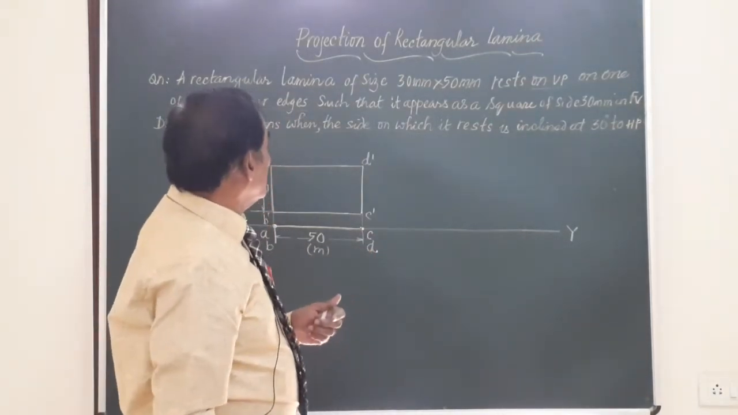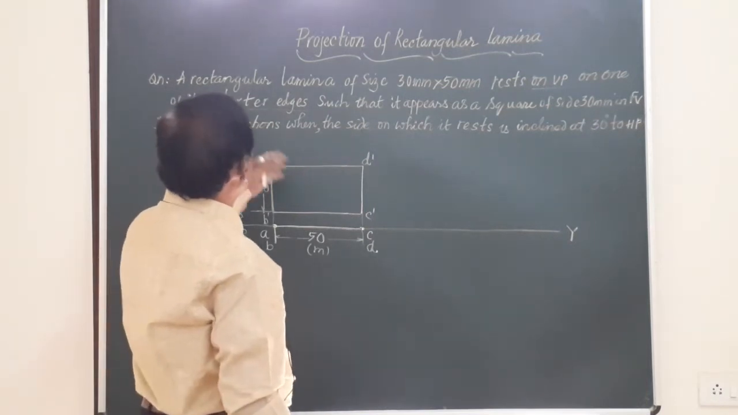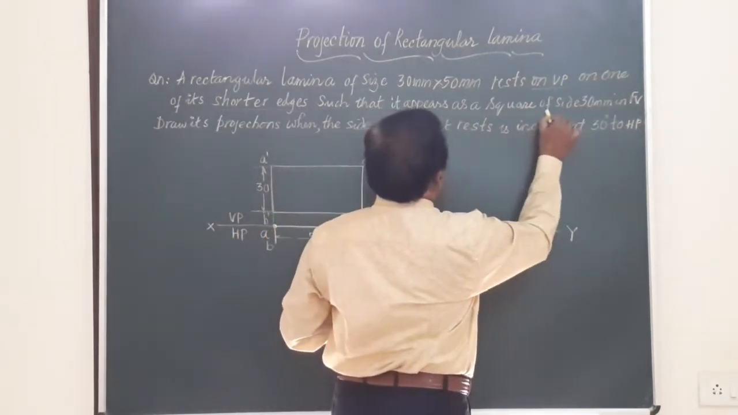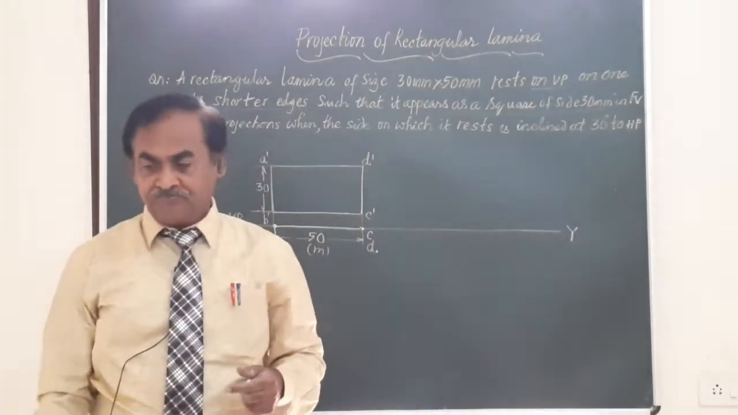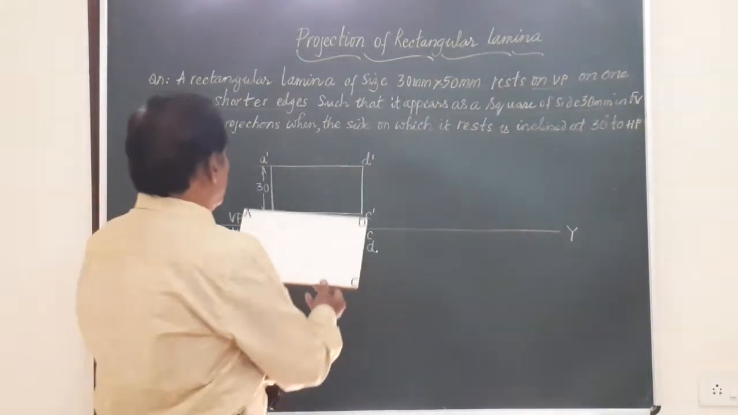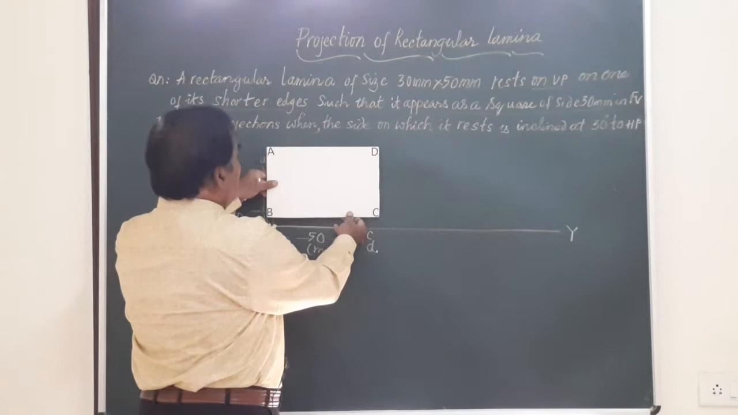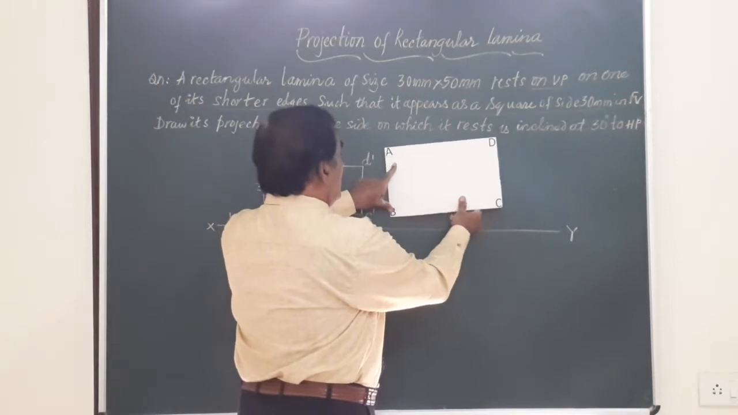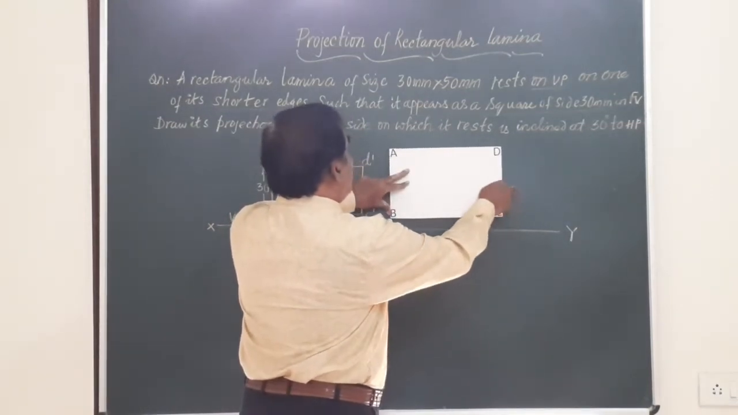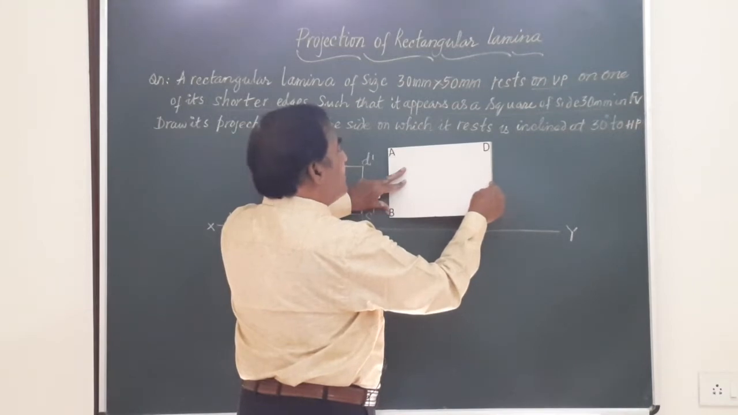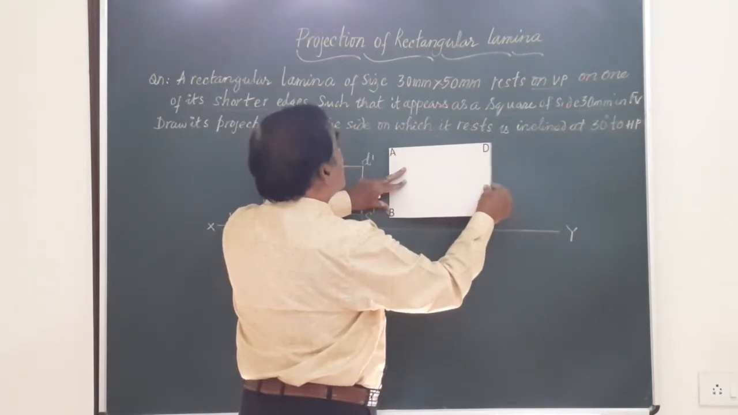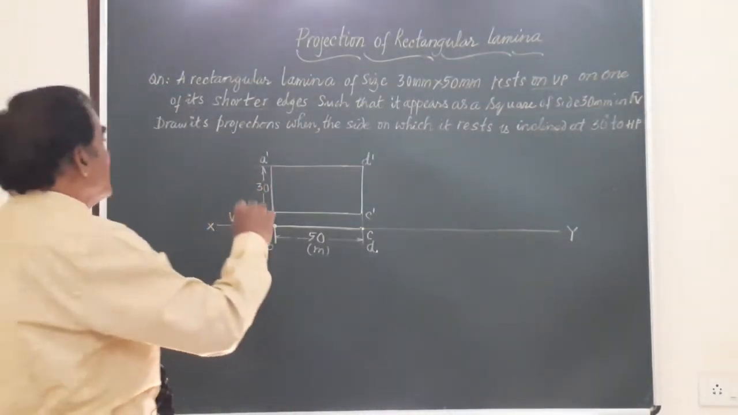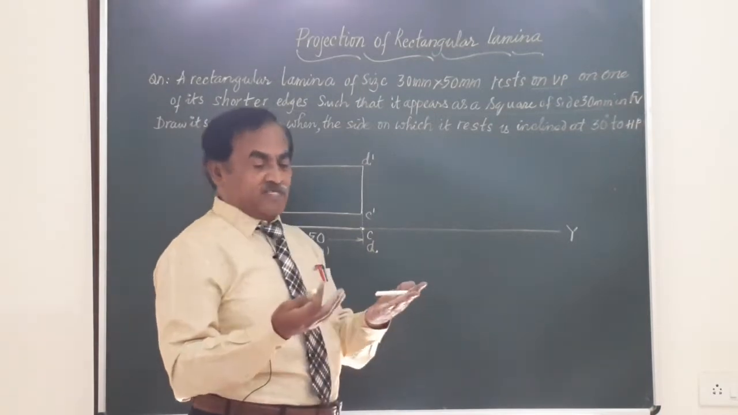So friends, he says it is resting on one of the shorter edges such that it appears as a square of side 30 mm. Friends, we had the lamina placed like this. It was a rectangle. He says keeping this lamina on VP, that is keeping this AB here itself, I am going to slowly rotate the other edge like this such that for some particular position it becomes a square. That means he has given, instead of giving the inclination of the surface with the wall, he says it becomes a square in the front view.